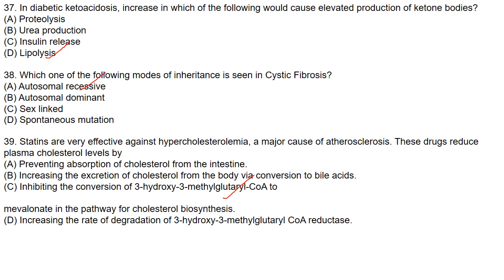The next one. Which one of the following modes of inheritance is seen in cystic fibrosis? It is autosomal recessive. Answer is option A. Statins are very effective against hypercholesterolemia, a major cause of atherosclerosis. These drugs reduce plasma cholesterol level by inhibiting the conversion of 3-hydroxy-3-methylglutaryl-CoA to mevalonate in the pathway for cholesterol biosynthesis. Option C.